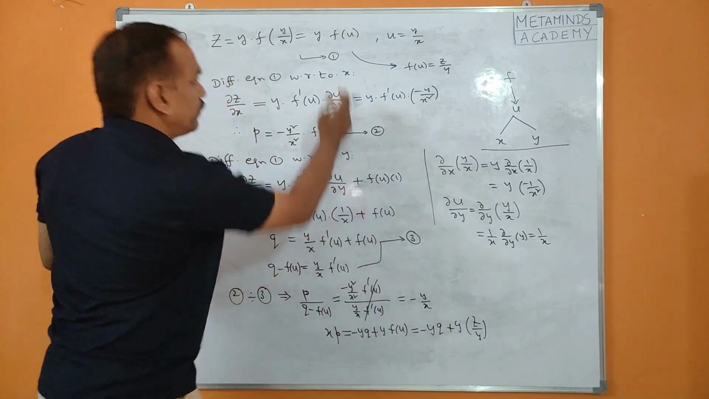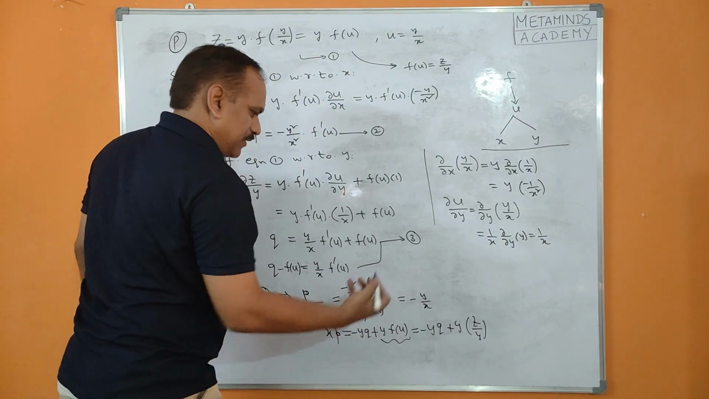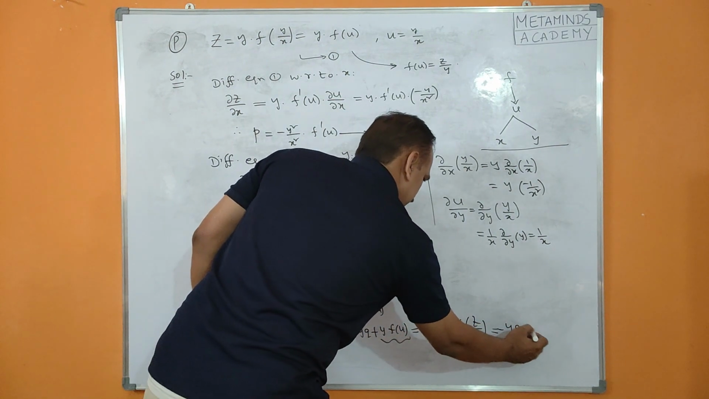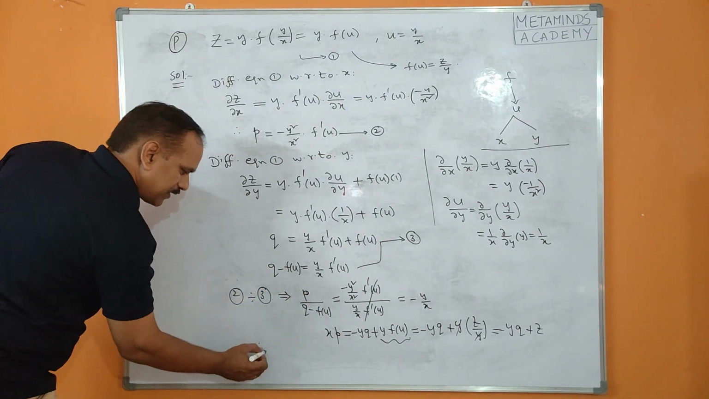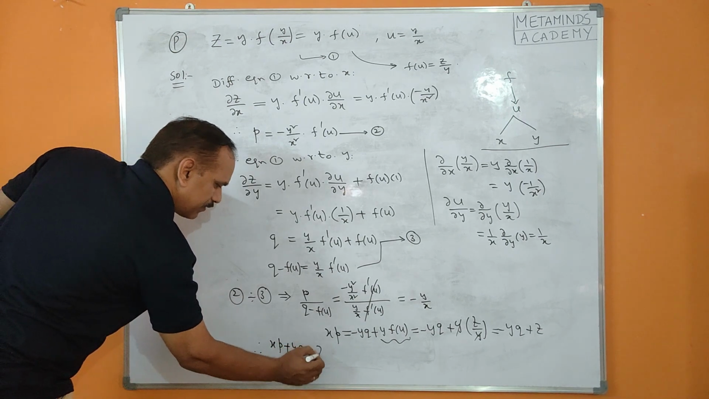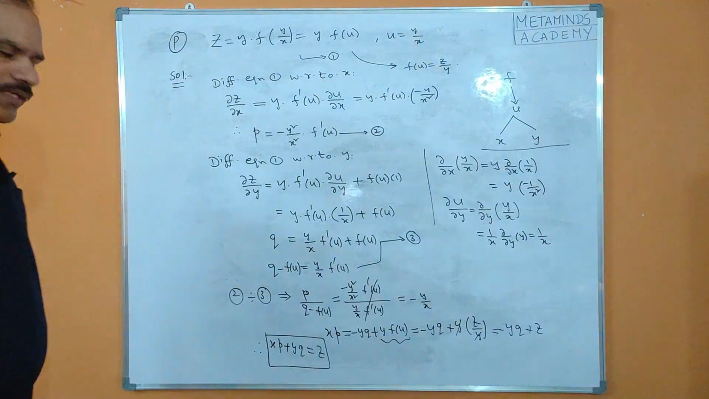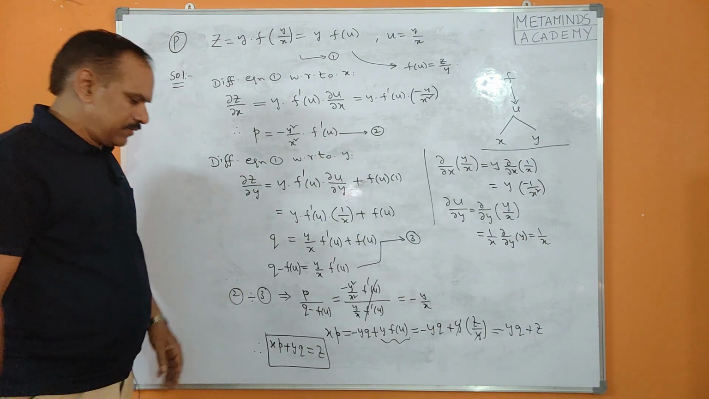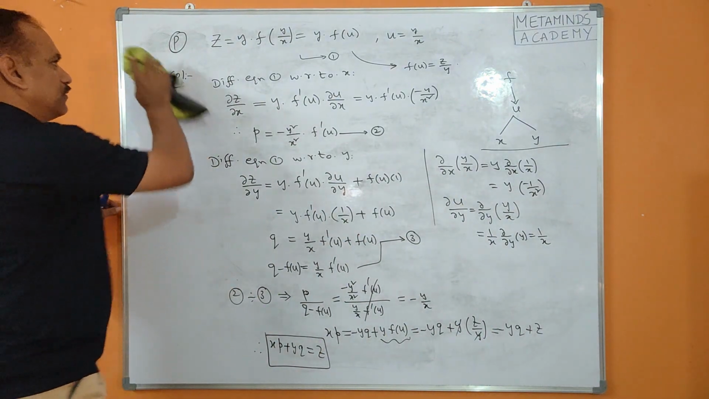Or y into f of u you can replace. Y into f of u is z. In place of y into f of u, you can write z. Both are same. Minus yq plus z. So therefore, what is the ultimate equation? xp plus yq equal to z. So this is the required partial differential equation.